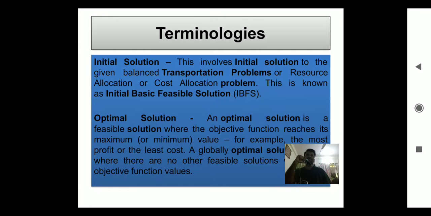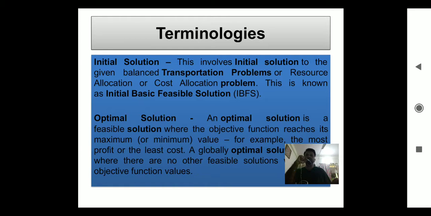Some terminologies we use in the transportation problem. First is the initial solution. This involves an initial solution to the given balanced transportation problem or resource allocation or cost allocation problem. This is known as the initial basic feasible solution. Maximum questions are given in this format only.